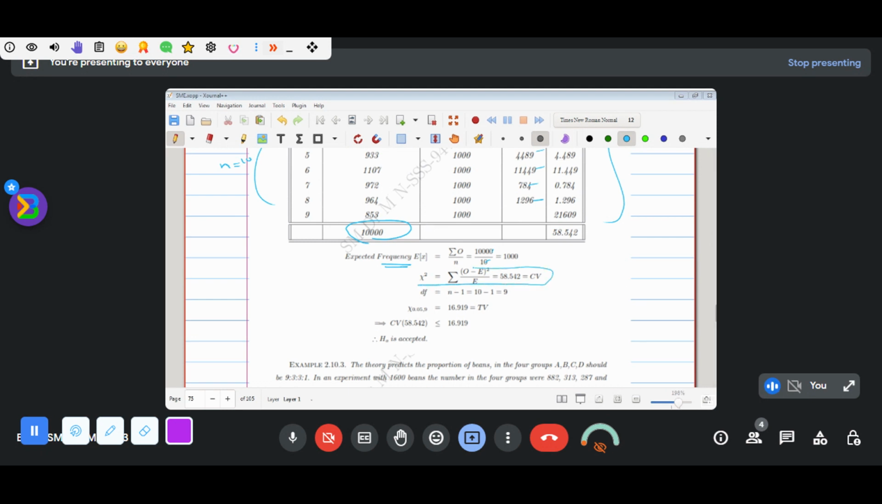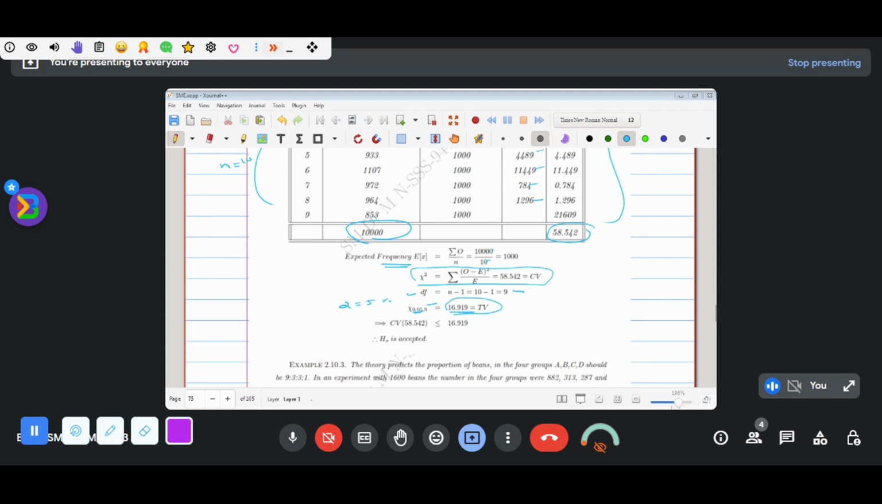Now you want to find the table value. What is the table value concept? You need the degrees of freedom and also the level of significance. Therefore, the number of data is 10, 10 minus 1 is 9. And alpha, you assume 5%, meaning 0.05. Therefore, in the chi-square table, you look at degrees of freedom 9 and alpha value 0.05, and the table value is 16.911.